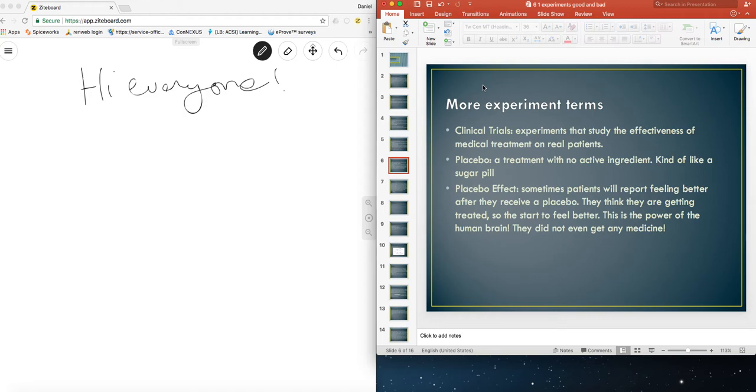Placebo is something we've talked about before also. This is a treatment that has no active ingredient, and sometimes it's called a sugar pill. And the placebo effect is actually a real thing. Sometimes patients report feeling better after they've been given a placebo. So even though they didn't get any medicine at all, they just got a fake pill, their brain basically has talked them into feeling better.